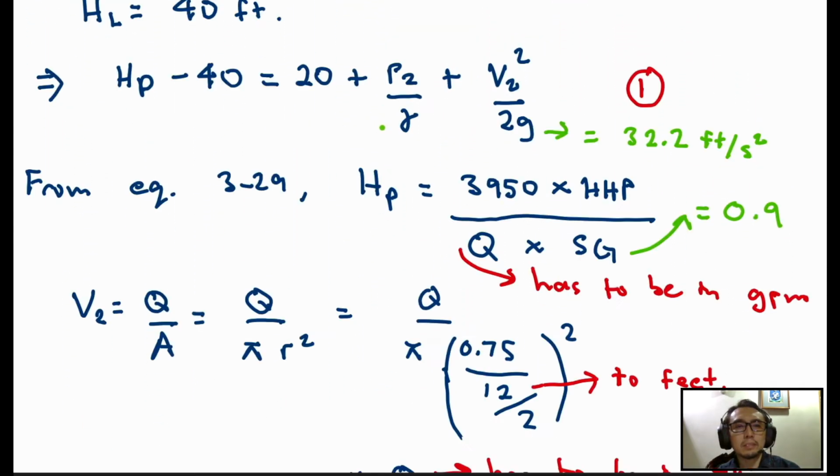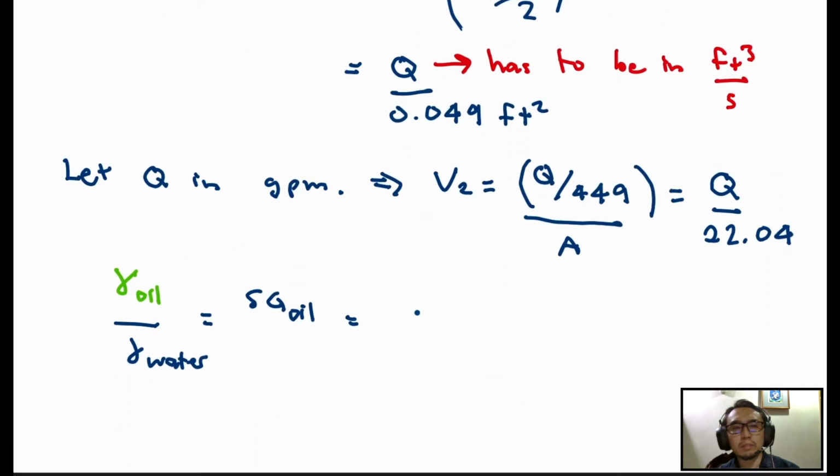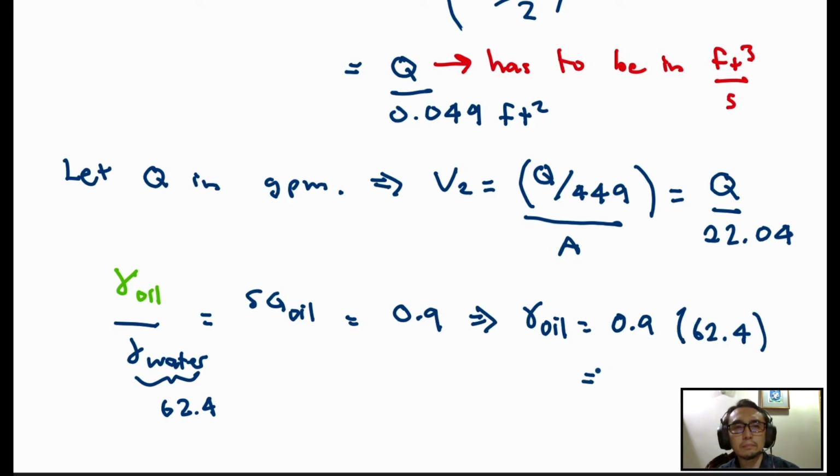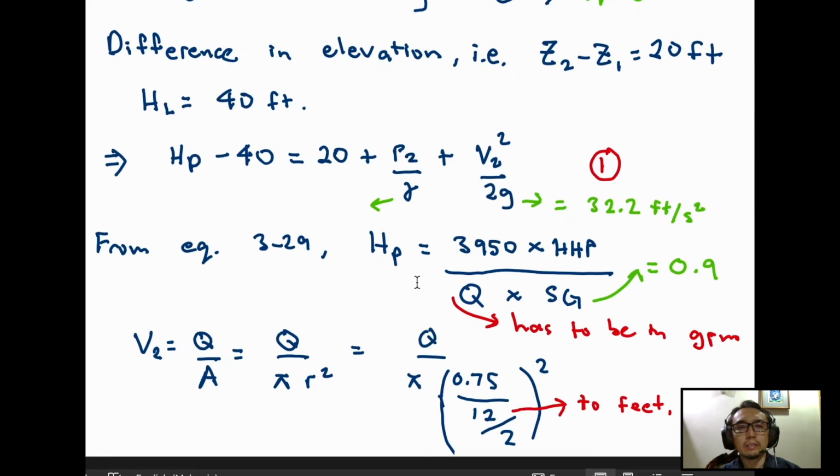So specific weight of oil can be found because the specific gravity is given. And remember, specific gravity is just the specific weight of oil divided by the specific weight of water. So therefore, specific weight of oil can be found to be 56.16. So now let's see what happens to our Bernoulli's equation. It has been simplified a lot, except for the two unknown values of pump horsepower and the flow rate.